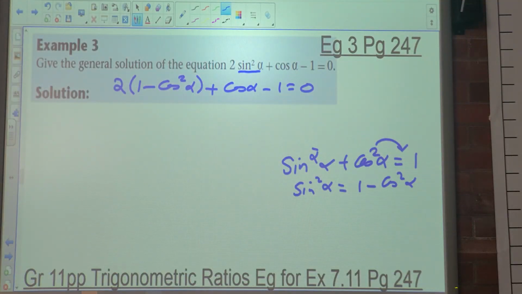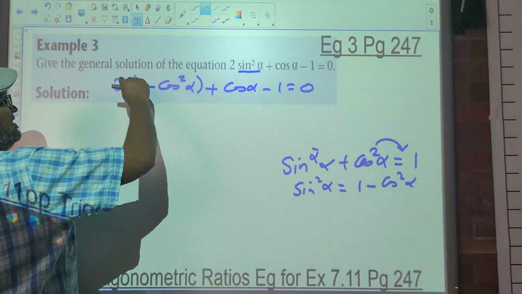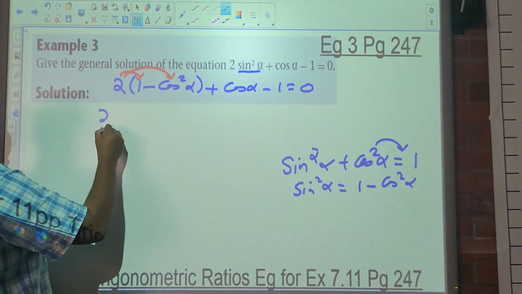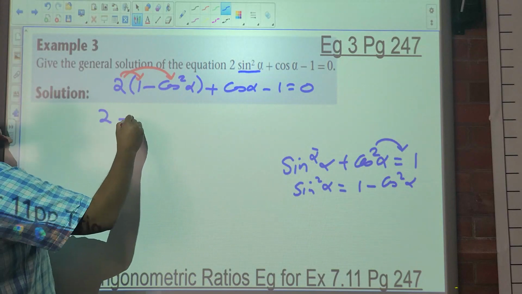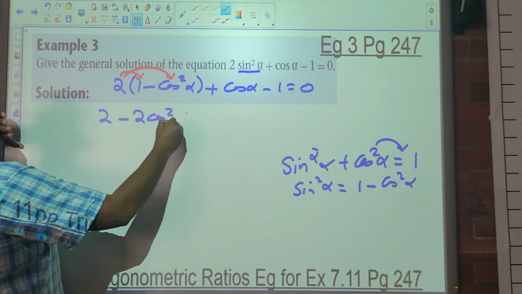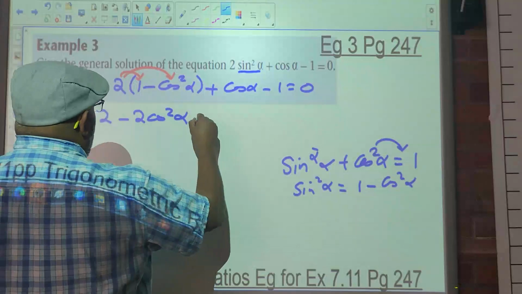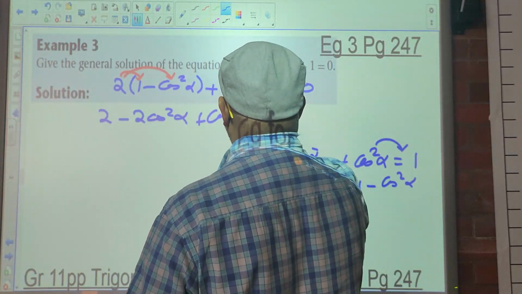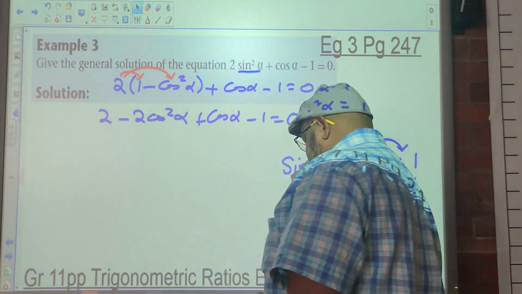So what do I do now? Multiply it out of the brackets, not so? So what do we get? 2 minus 2 cos squared alpha plus cos alpha minus 1 is equal to 0.